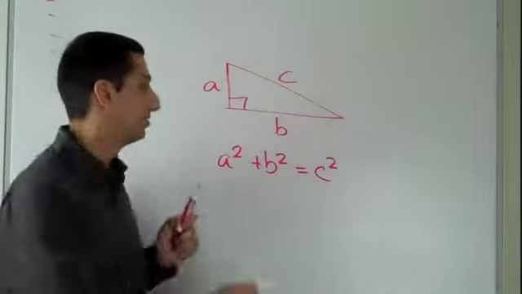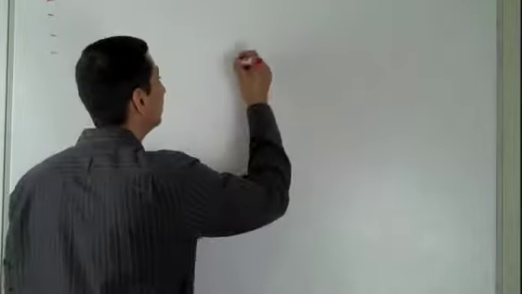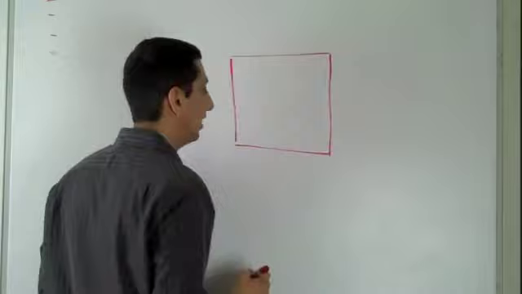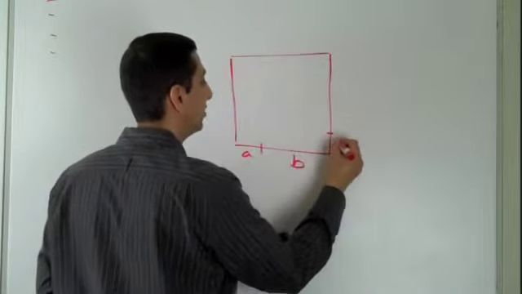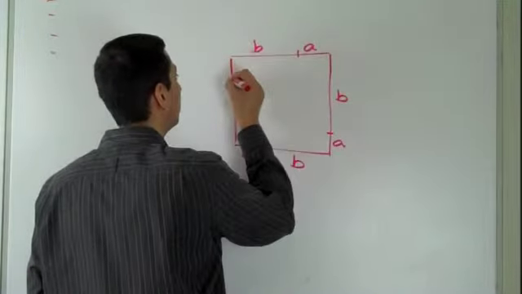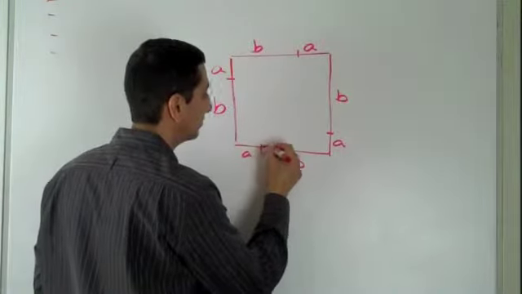So what I'm going to do is draw a square. I'm going to break each side into a plus b. This is a lot like what I did with the algebra problem. There you go. And I'm going to draw those triangles.